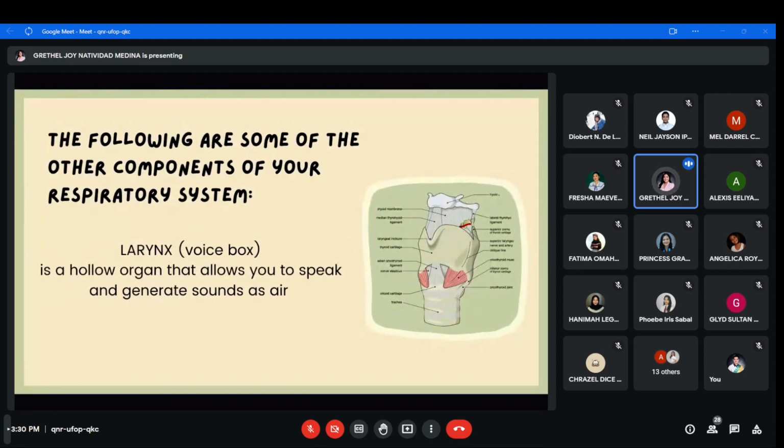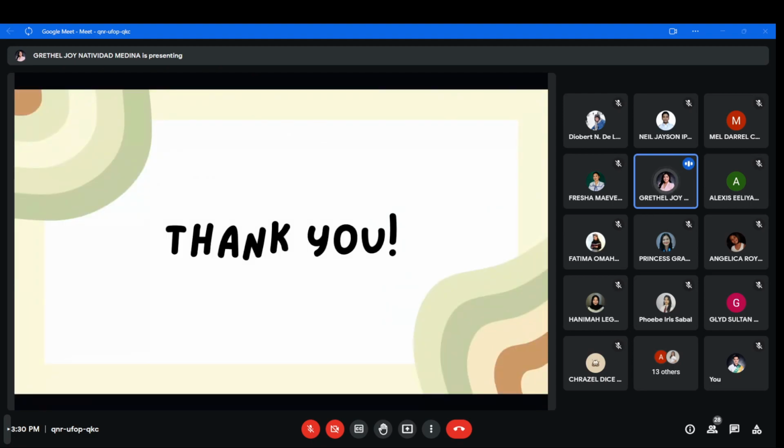Lastly, we have the larynx, which is the voice box. It is a hollow organ that allows you to speak and generate sounds as air passes through. So that's all for the overview of the respiratory system.